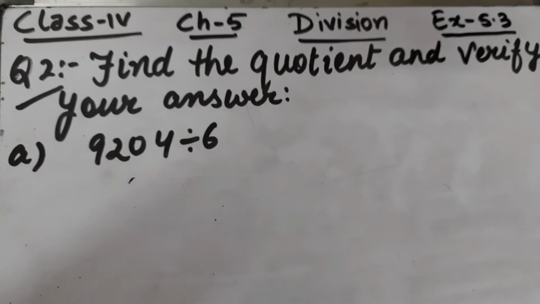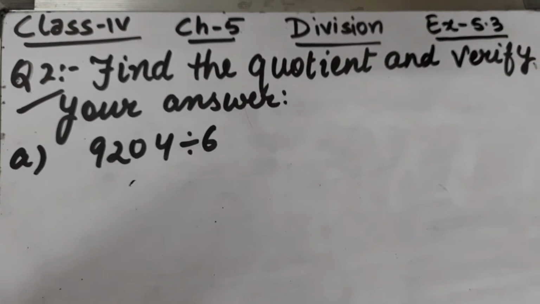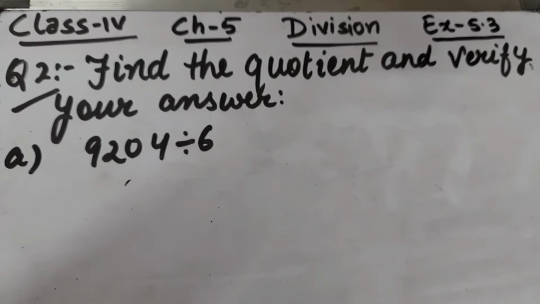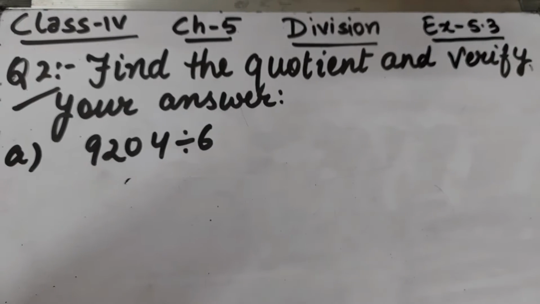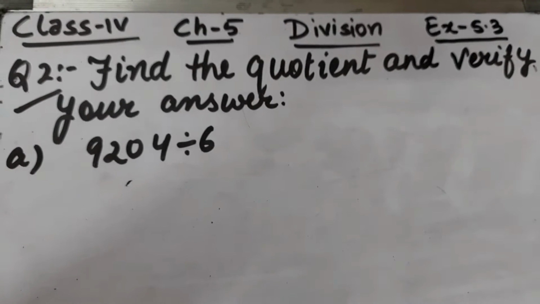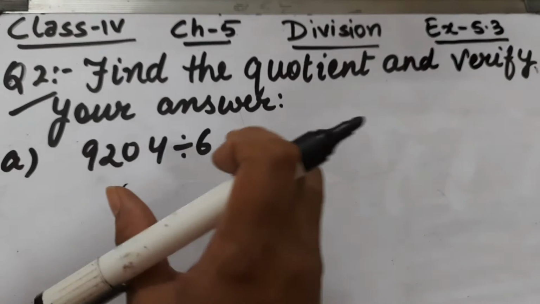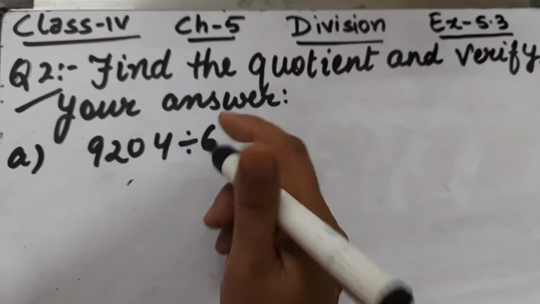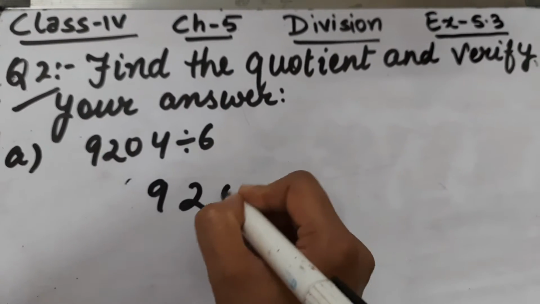Let's start question number 2 of exercise 5.3. The question is: find the quotient and verify your answer. A part is 9204 divided by 6. We have to divide 9204 by 6.